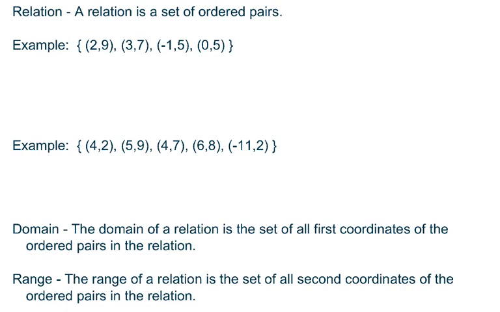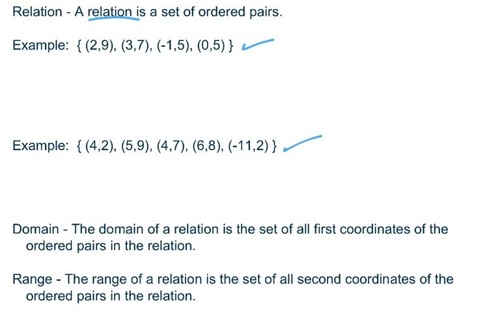What do we mean by a relation? A relation is simply a set of ordered pairs. Well, that sounds pretty easy. Here are a couple examples. This is a set of ordered pairs. There's four of them: (2, 9), (3, 7), (-1, 5), (0, 5). That's a relation. Here's another one: (4, 2), (5, 9), (4, 7), (6, 8), (-11, 2). And you might think, well, there's hardly much to that idea. We'll explore it some more.